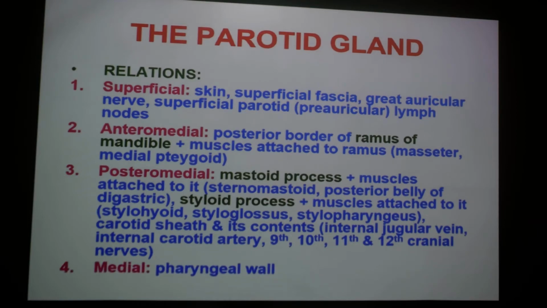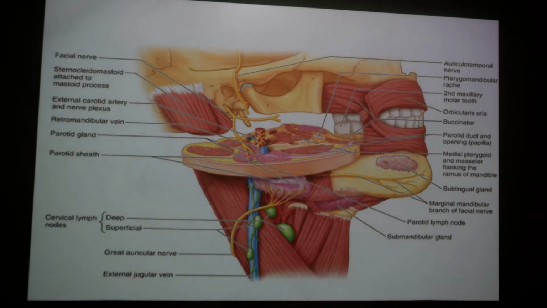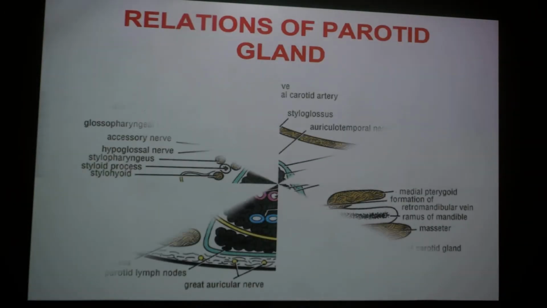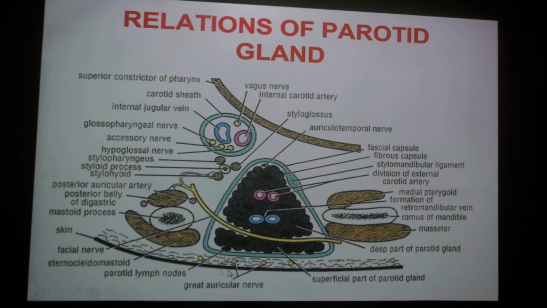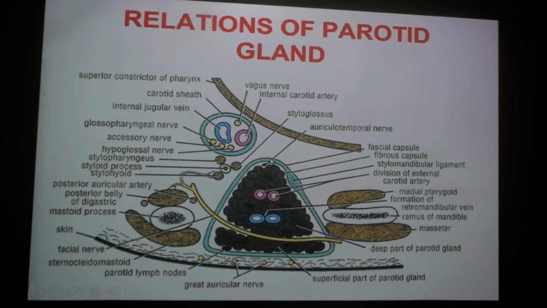And the medial wall is related to the pharynx. We'll show you this diagram so that you can make out. This is the parotid gland, and this is the fascia covering the parotid gland, which is the investing layer of the deep cervical fascia. This is the superficial part of it. This is the deep part of it. And then you can see this is the ramus of the mandible, and this is the masseter, and this is the medial pterygoid. So the anterior medial surface, which is this one, is related to the posterior border of the ramus of the mandible, is related to the masseter, and it is related to the medial pterygoid.